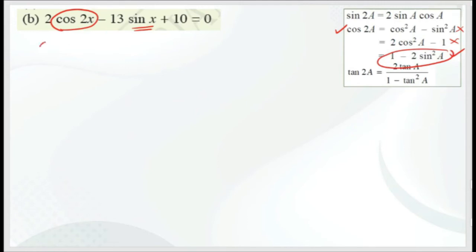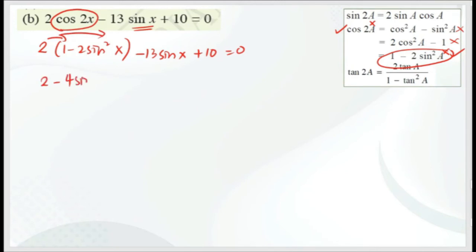So 2 in bracket 1 minus 2 sine square x, and we change this one into x, minus 13 sine x plus 10 equal to 0. Multiplying, 2 minus 4 sine square x minus 13 sine x plus 10 equal to 0. Then minus 4 sine square x minus 13 sine x, 2 plus 10 is 12, equal to 0.